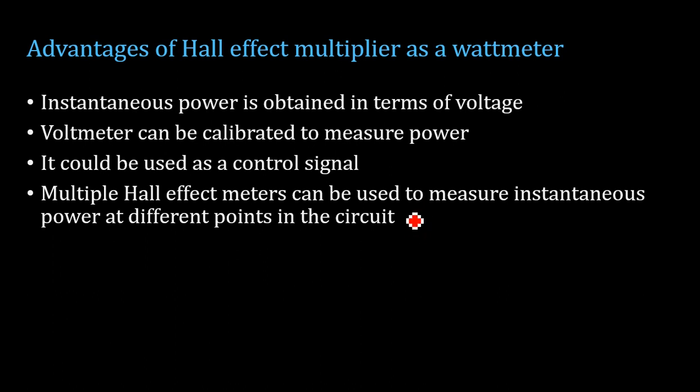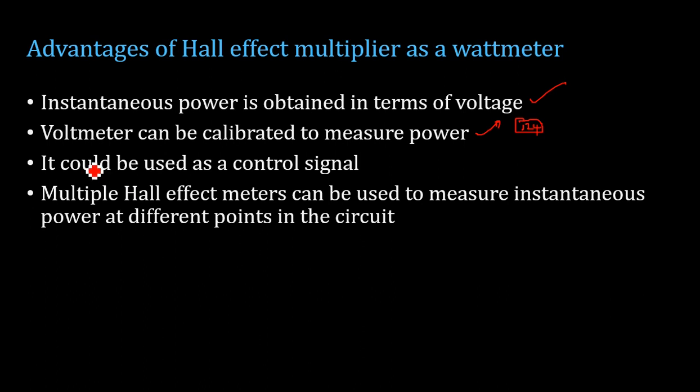Now the few advantages of using this Hall effect multiplier as a wattmeter are, first, that instantaneous power is obtained in terms of voltage, and the voltmeter can be calibrated to measure power. Since it is an electronic signal, it can be directly provided to an analog voltmeter as well as a digital voltmeter. If it is a digital voltmeter, it will indicate in digits, and if it is an analog voltmeter, it will indicate by pointer movement. Either way it can be calibrated to indicate the power.